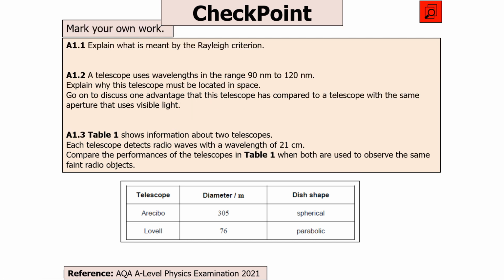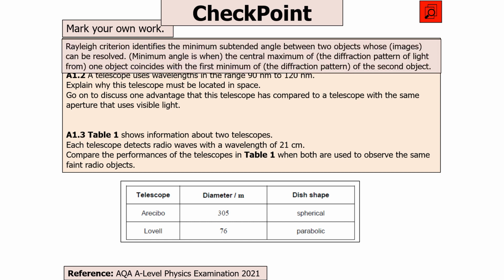So, to answer this first question, you've got to know the definition of the Rayleigh criterion. So it identifies the minimum subtended angle between two objects whose images can be resolved. So you've got to actually give more detail than this though, because it's the minimum angle when the central maximum of the diffraction pattern from one object coincides with the first minimum of the diffraction pattern of the second object. Learn that definition. It's very key and very crucial, not just the equation.